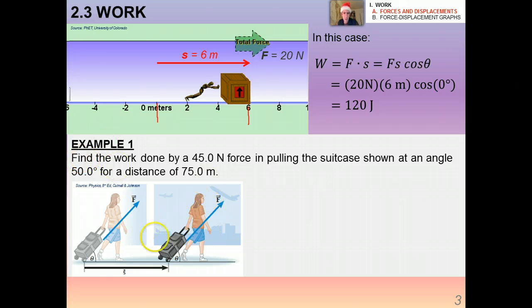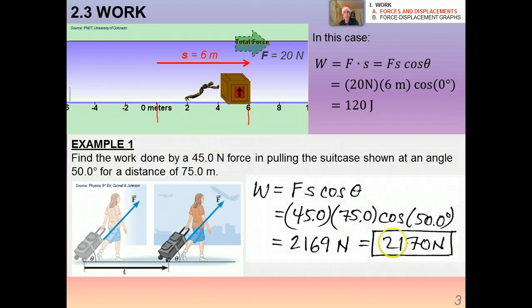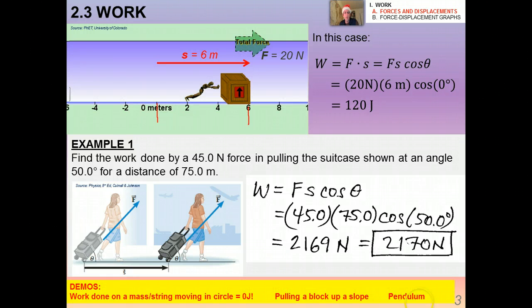Let's go back to the girl in the suitcase, and let's put some numbers to it. So she pulls on the suitcase with a 45 newton force. The angle is 50 degrees, and she pulls it 75 meters through the airport. What's the work done? I got 2,170 joules. So go ahead and make sure that you can do that problem correctly. And a couple of demos I'll do in class for you.